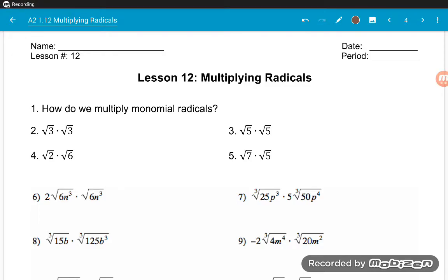Okay, here's a quick video lesson on how to multiply radicals. Question number 1 asks, how do we multiply monomial radicals? Monomial means one term, right? One term. So there's 1 and 1. Those are monomials.